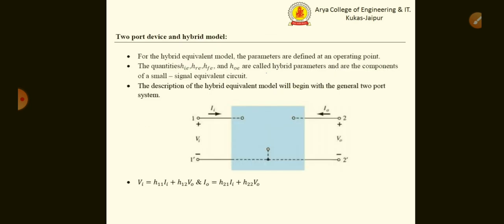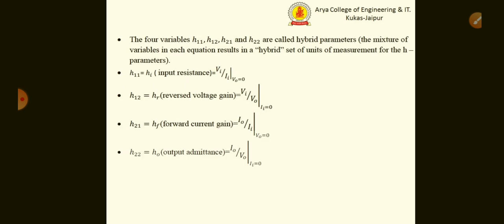H parameters refer to a specific characteristic of the transistor. Hi is the input resistance, Hr is the reverse voltage gain, Hf is the forward current gain, and Ho is the output admittance. Since the model has been drawn using hybrid parameters, where the unit of each parameter is different, that is why the model is also known as the hybrid model of the BJT.